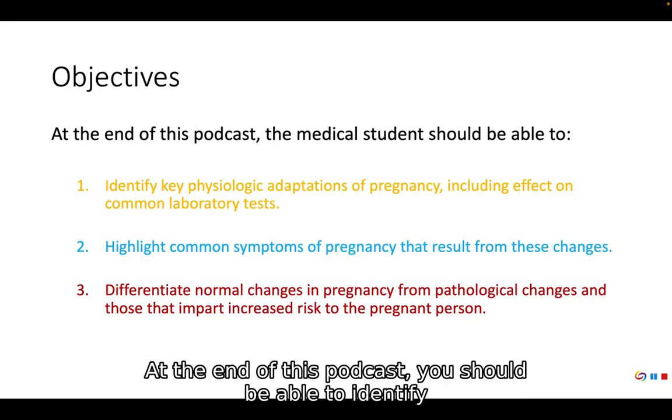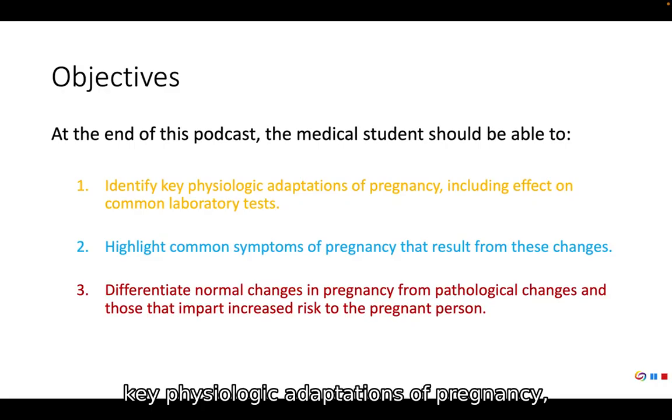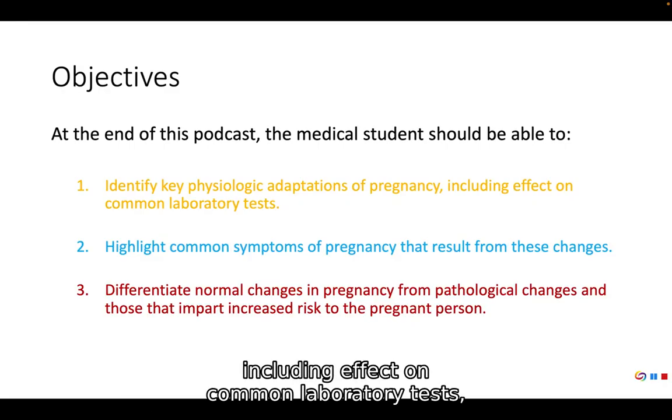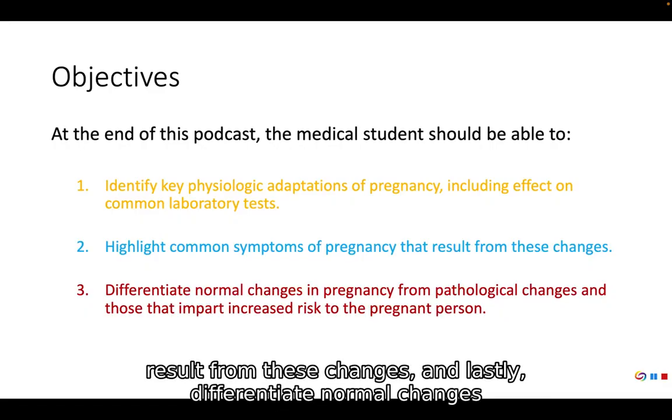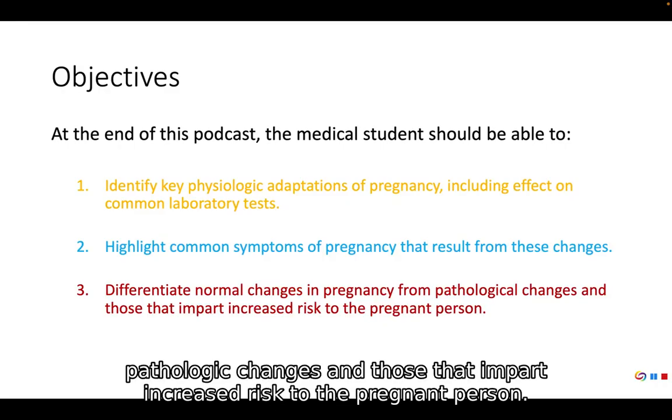At the end of this podcast, you should be able to identify key physiologic adaptations of pregnancy, including effect on common laboratory tests, highlight common symptoms of pregnancy that result from these changes, and lastly, differentiate normal changes in pregnancy from pathologic changes and those that impart increased risk to the pregnant person.